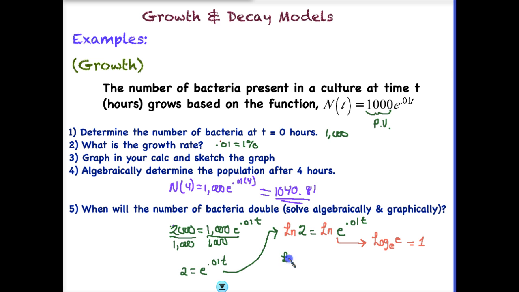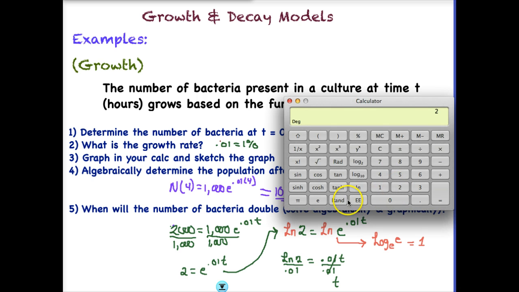Let's go ahead and write out what we have then. On the right side, 0.01t times 1 will still be 0.01t. Natural log of e is just 1. Now to solve, all we need to do is divide both sides by 0.01. These cancel, and we can put this in our calculator.